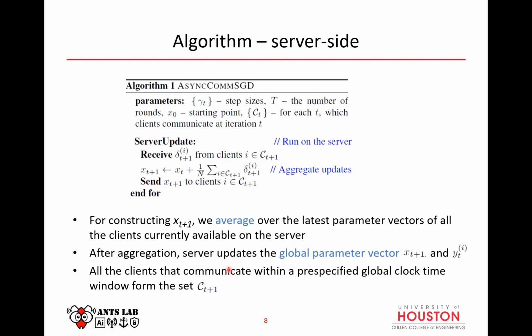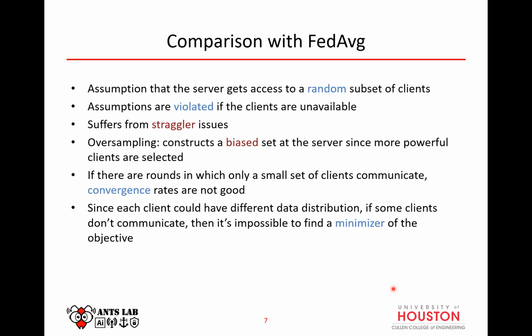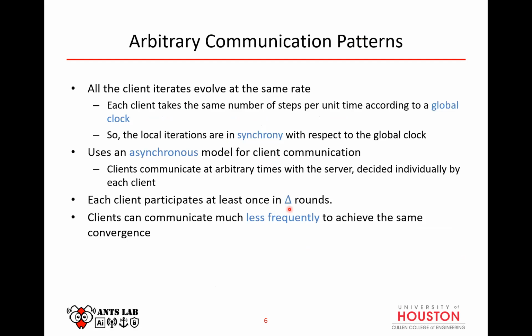Okay. So their main technical contribution is the pre-specified global clock time that they set. They mark the gap between two updates sent by one particular client by delta. Every client has to participate at least once within this delta rounds, and they give an upper bound for this delta. They show that delta becomes really important: if you give a certain value to this delta, then you are able to achieve rates almost the same as the synchronous model, but while reducing the communication by a lot.